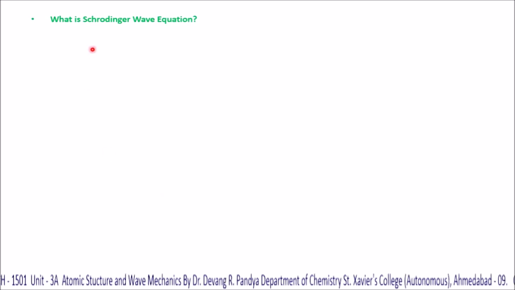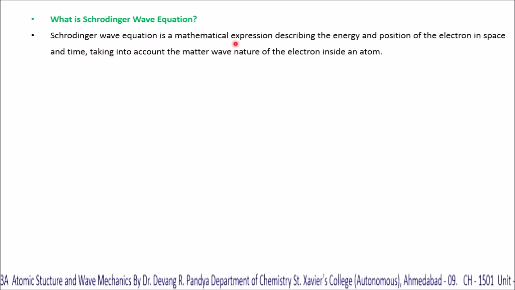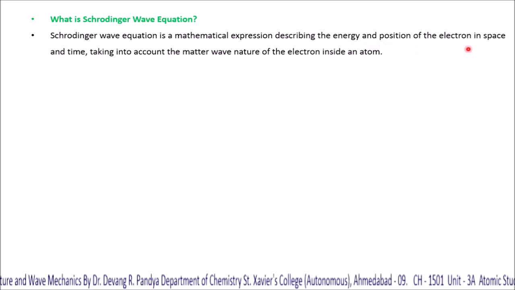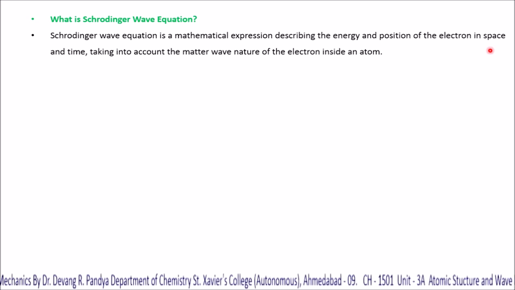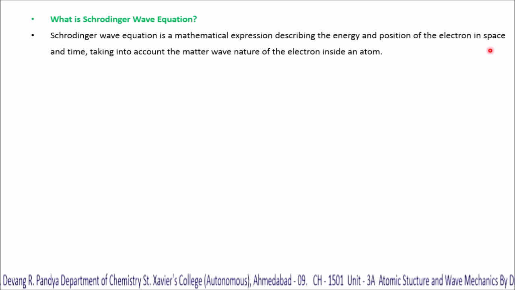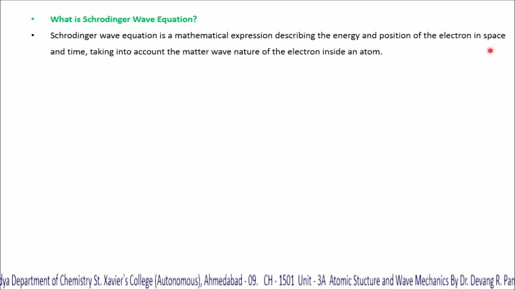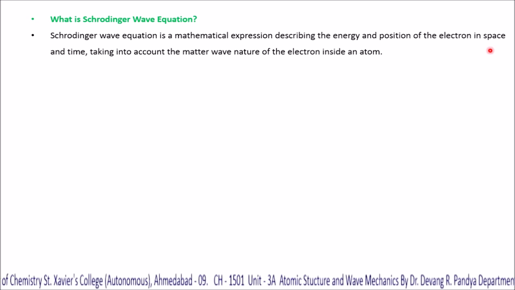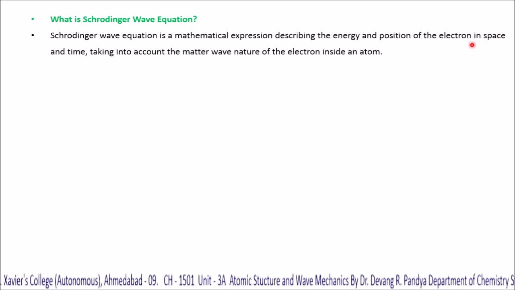Now, what is Schrodinger wave equation? Schrodinger wave equation is a mathematical expression describing the energy and the position of electron in space. Because after the uncertainty principle and de Broglie's matter wave concept, all atomic models got limitations in one way or other, and nobody could clearly explain the behavior of electron in the atom. Position of protons and neutrons is well defined, but the position of electron is undefined.